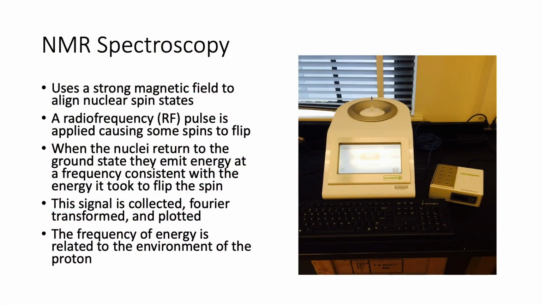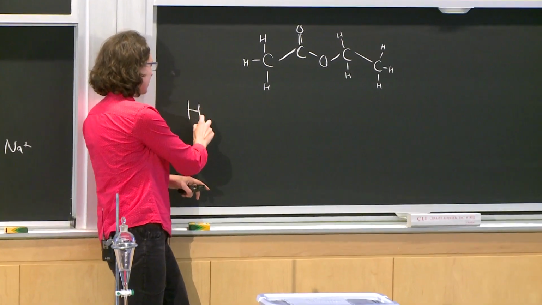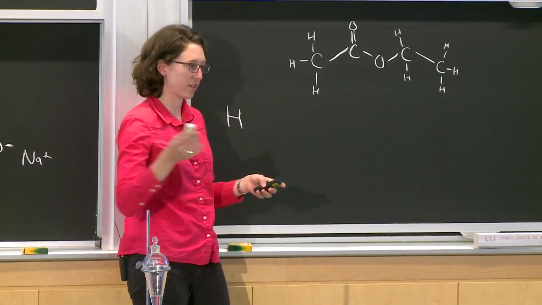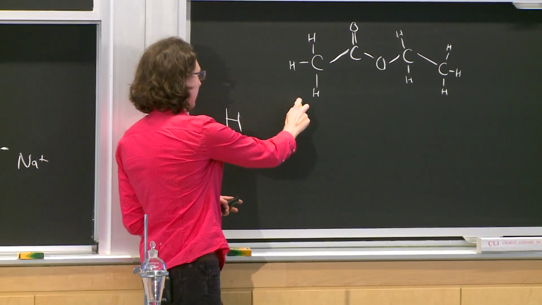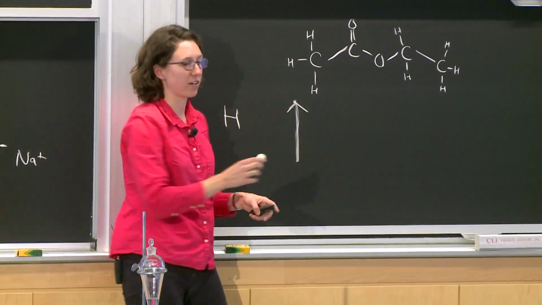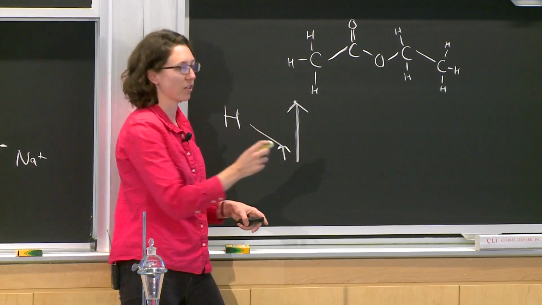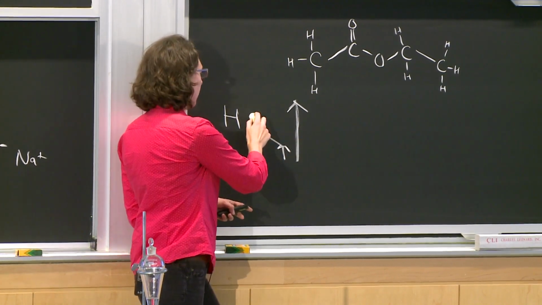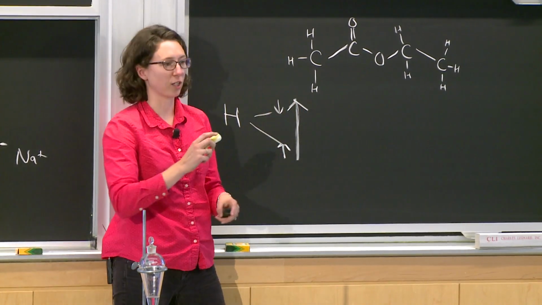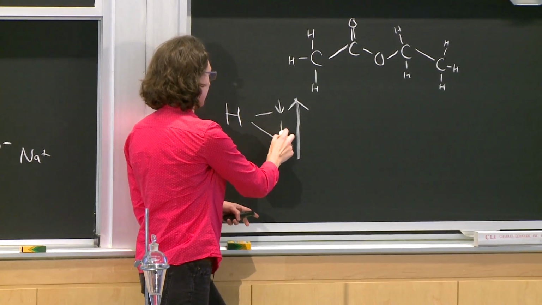So NMR spectroscopy, the idea behind it is that it uses a very strong magnetic field to align nuclear spin states. And you don't have to know too much about that, at least for right now. I'm sure Walt will talk more about it. But the hydrogen nucleus has a spin associated with it. And if you apply a magnetic field in a certain direction, the spin can either align with the magnetic field, which is the lower energy state, or it can go against the magnetic field, which is a little bit higher in energy. And so this is a difference in energy here.